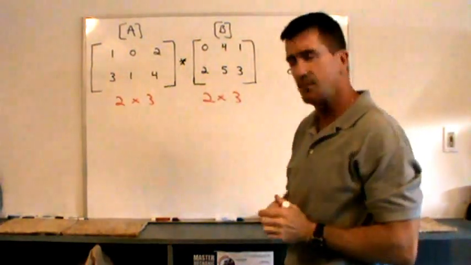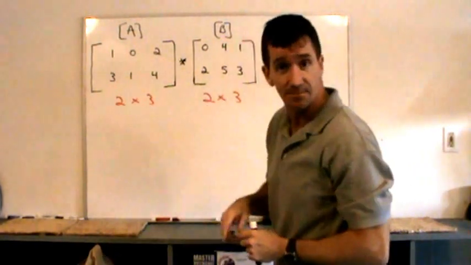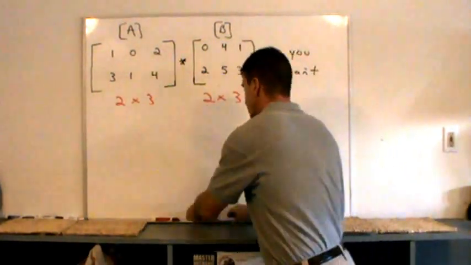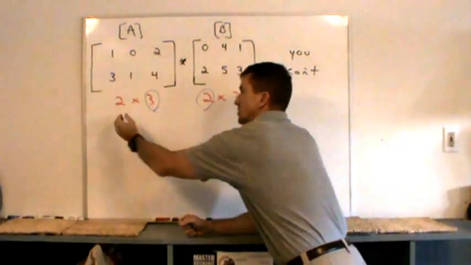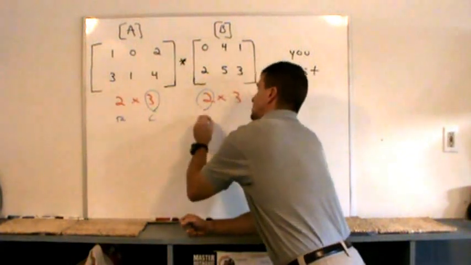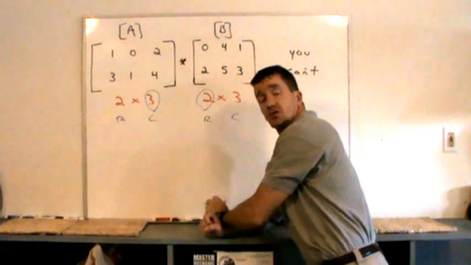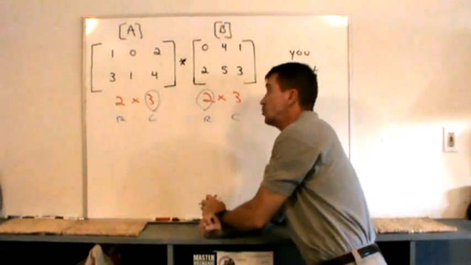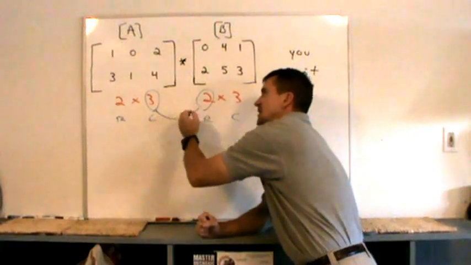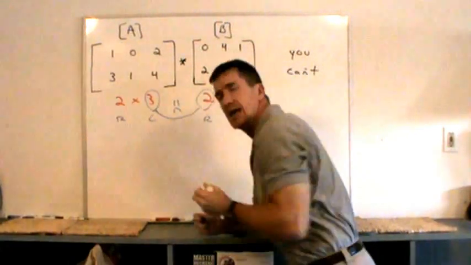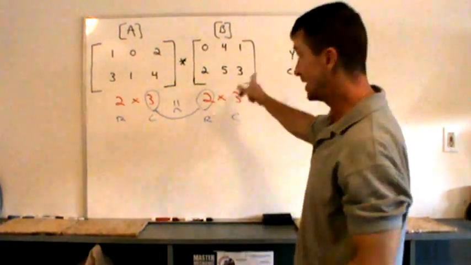In order to multiply matrices, the inner dimensions must be the same. If you notice right here, this is a 3, and that's a 2. So this is R and this is C, and this was R and this was C. The number of columns in the first matrix must be equal to the number of rows in the second matrix. If they're not the same, you can't multiply the matrices.